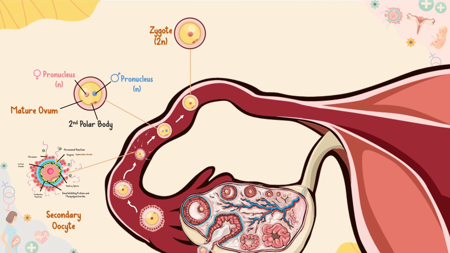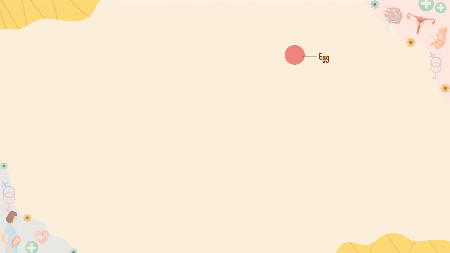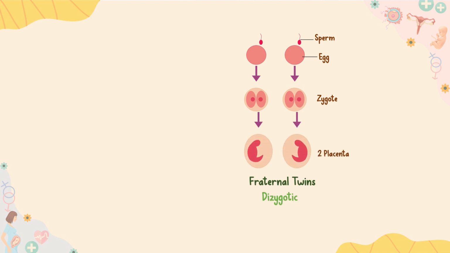Well, usually, a woman releases a single egg during an ovulation cycle, but in few cases, 2 eggs are released, and both are fertilized by 2 different sperms. 2 zygotes form, implant and develop, as a result leading to the birth of fraternal twins, or dizygotic twins, with 2 placenta. Since there are 2 eggs and 2 sperms, the twins born are not identical.